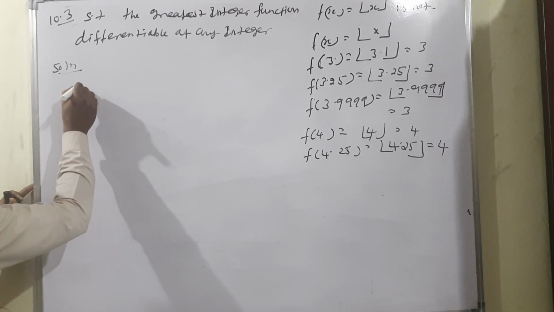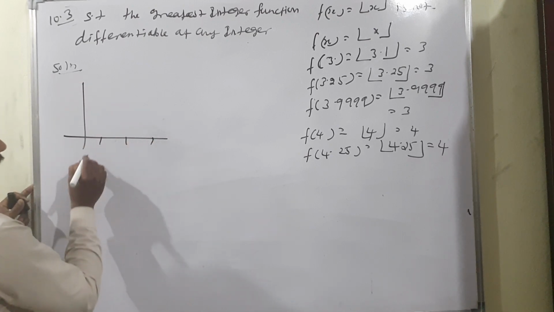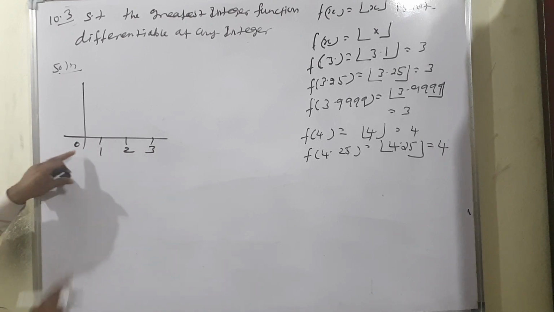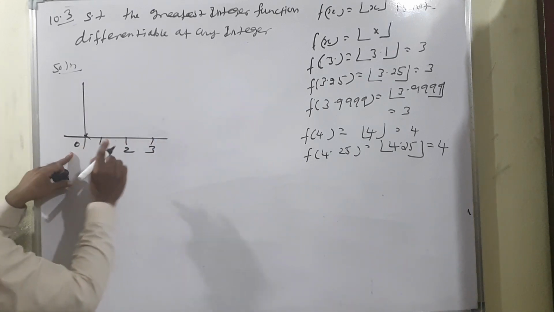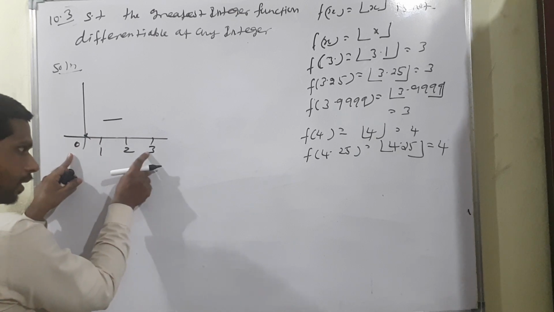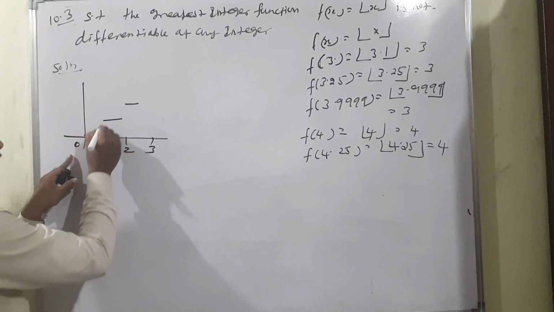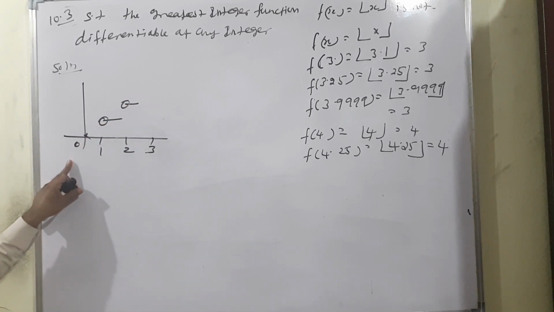If you make a graph with x and y axes, with the points 0, 1, 2, 3, then between 0 and 1 the value starts with 0 only. Next, from 1 to 2, the value starts with 1 only. Again between 2 and 3, the value starts with 2 only. So there is a difference, it is not continuous, isn't it? Here also some difference, here also some difference is there. That's why we will explain.